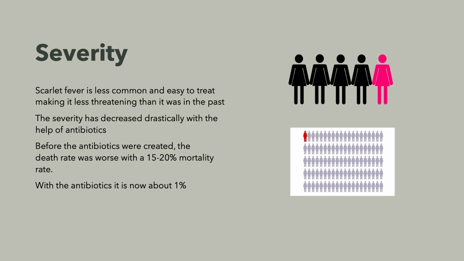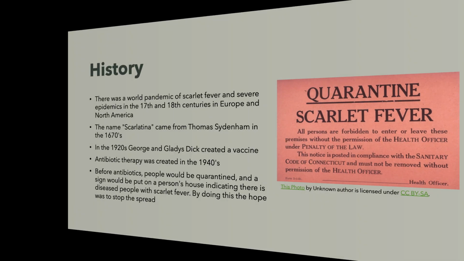Severity. Scarlet fever is less common and easier to treat than it used to be. The severity has decreased drastically with the help of antibiotics. Before antibiotics were created, though, there was a death rate of 15 to 20%. With antibiotics now, it's only about 1%.